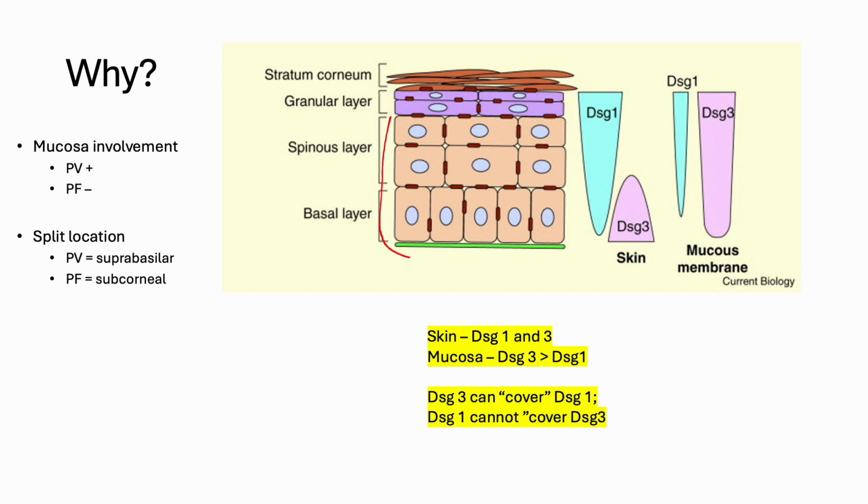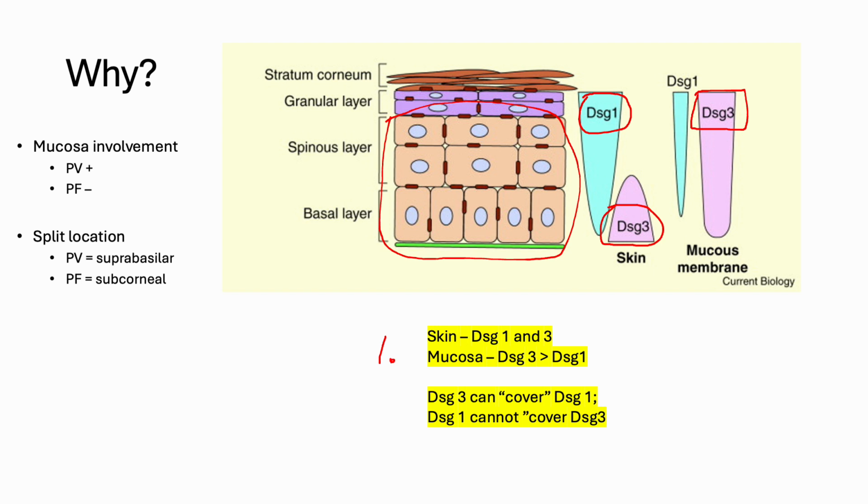Let's further explain why we have the different presentation of PF and PV. As depicted here, we have a demonstration of a skin structure from basal layer to spinous layer. And here are the components of the skin, desmoglein 1 and desmoglein 3. People realized that in normal skin, we have more DSG1 on the top and more DSG3 at the bottom. That is the situation in the skin. In contrast, the mucous membrane is a different story. We have both DSG1 and 3. However, DSG3 is much more prominent in the mucous membrane. That is fact number 1.